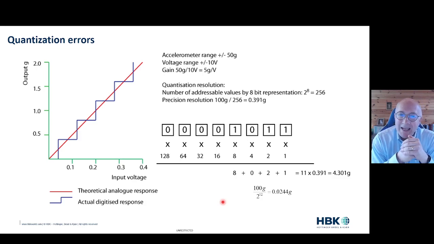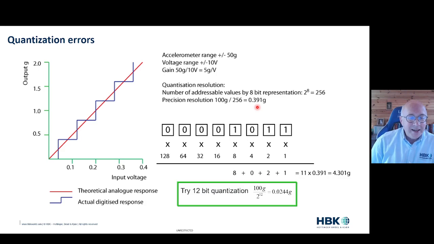So if I've only got 8 bits, that means that I've got 256 actual finite values I can use. So I've got 100G now, plus or minus 50, divided by 256. That means I can only go down to 0.391 of a G. So if someone wants to know, well, what's my acceleration to 0.1 of a G? I can't tell you because that's beyond our resolution. That's our quantization error.